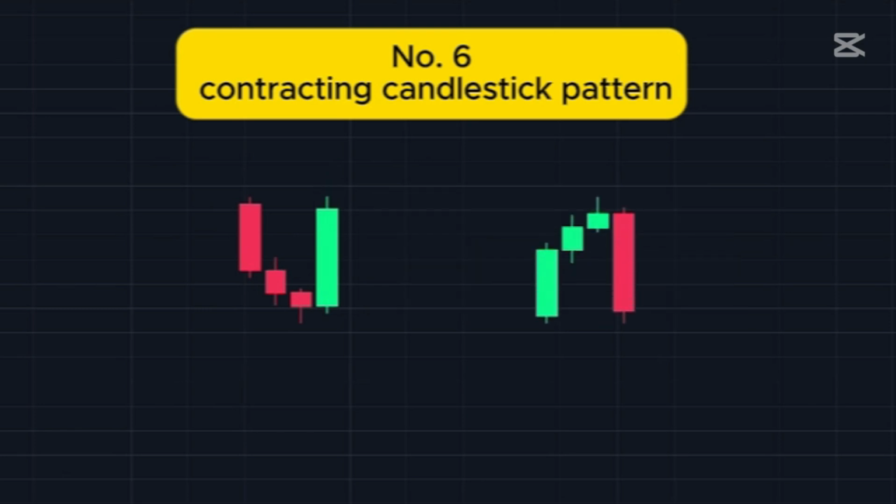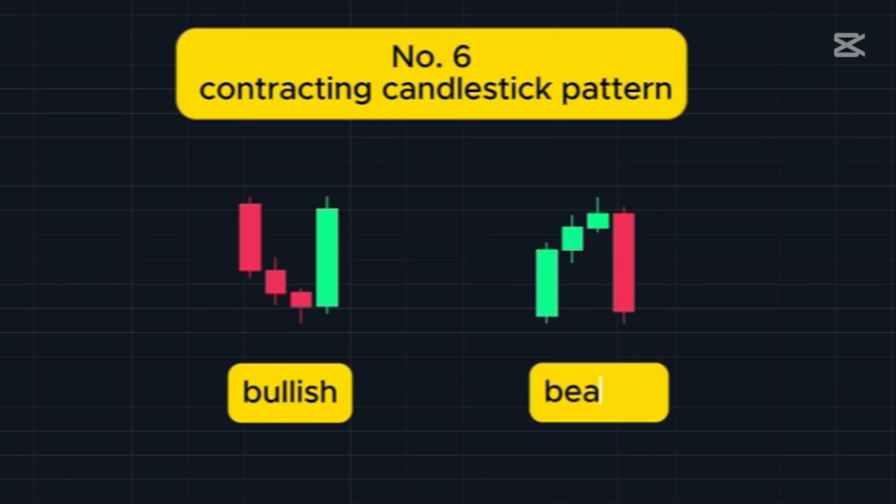There are 2 types of contraction candlestick patterns. A bullish candlestick pattern: there are 3 red contraction candles, and the fourth candle is green. And a bearish candlestick pattern: there are 3 green shrinking candles, and the fourth candle is red. Whenever you see this pattern on the chart, it signals a possible reversal of the current trend.